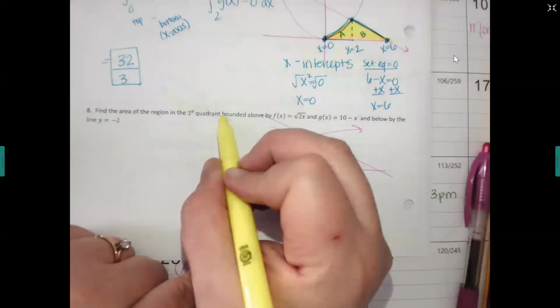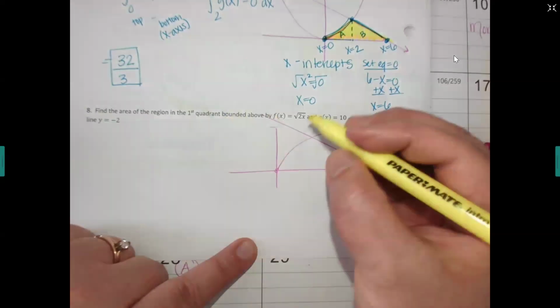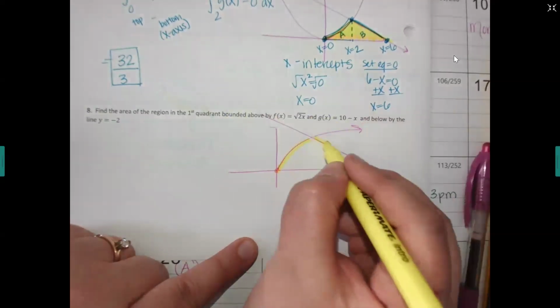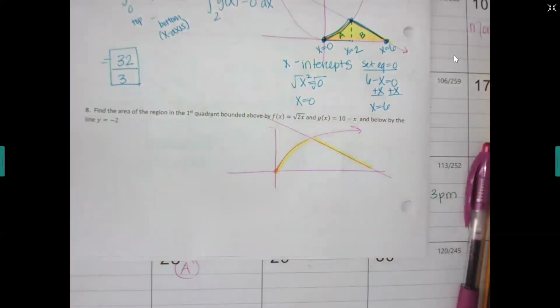But it says both of those are going to be bounded above on the region. That means those are the Canadas. Those are the top borders. What does it say it's bounded below by?